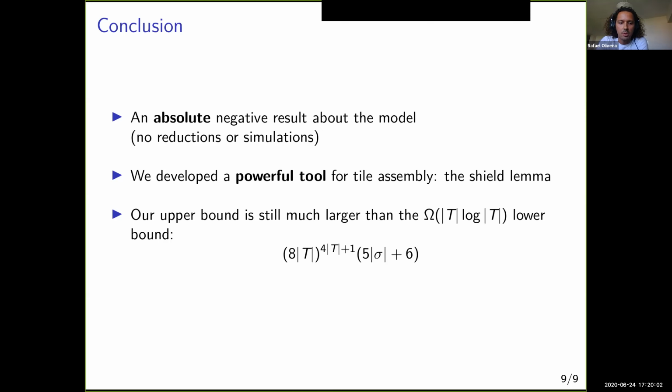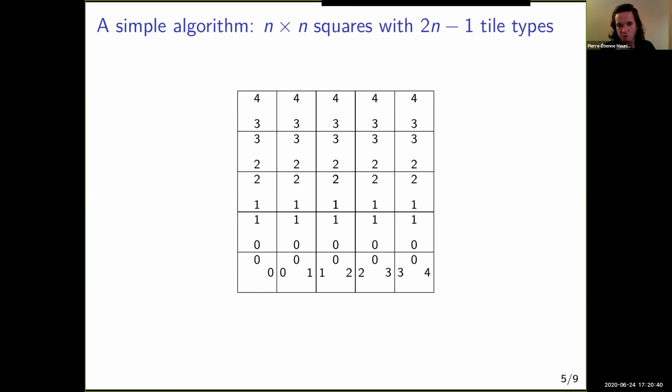Oh, right. The one where we can make a 2D square of size n times n using only 2n minus 1 tile types. Yeah, well, it's the same model. It's still Tempertron tile assembly. And so what Winfrey and Rothman proved is that you can build a large enough square, like a quadratic square, with 2n minus 1 tile types.